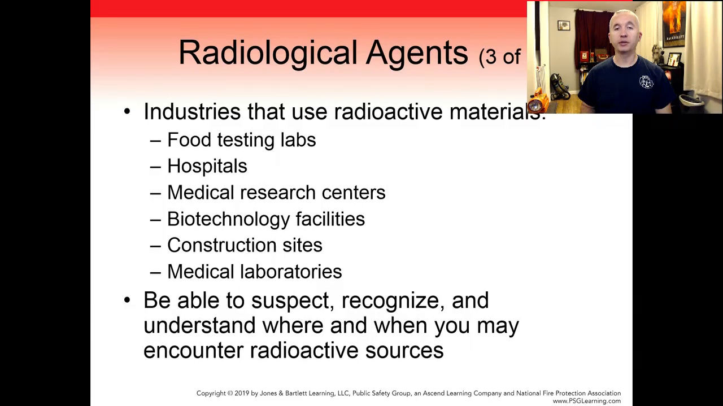Industries that routinely use radioactive materials can include food testing labs, hospitals, medical research centers, biotechnology facilities, construction sites, and medical laboratories. The key is to be able to suspect, recognize, and understand when and where you may encounter radioactive sources. Consult with the radiation safety officer at the facility. Lastly, remember that radioactive isotopes are not detected by any of the senses.